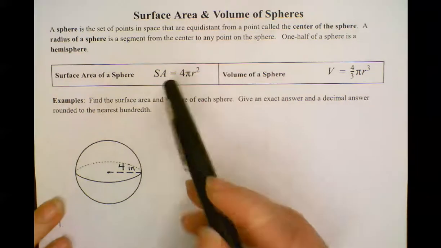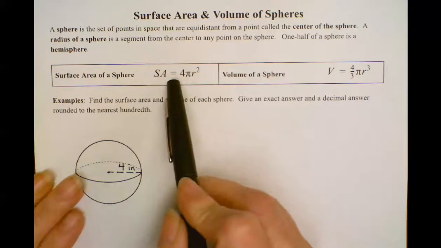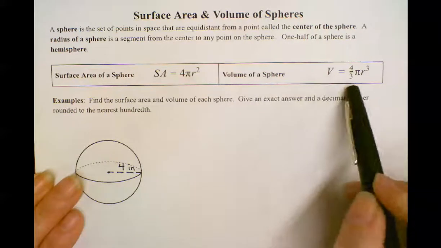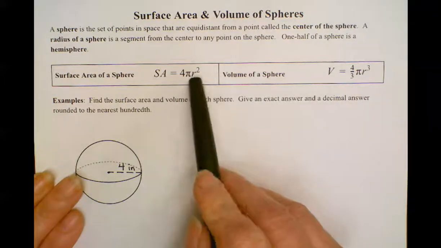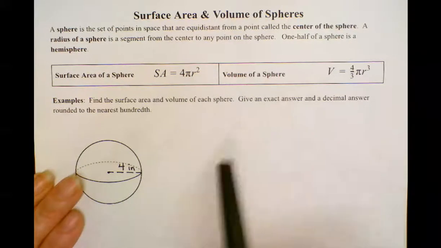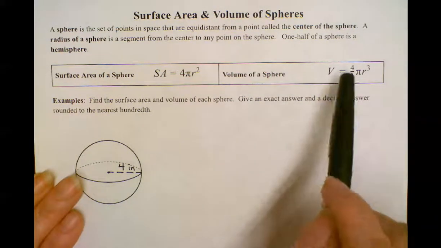We have our formulas given here. The surface area is 4 pi r squared, and the volume is equal to 4/3 pi r cubed, which tells us in either case we need to know the length of the radius of the sphere in order to determine the surface area and the volume.